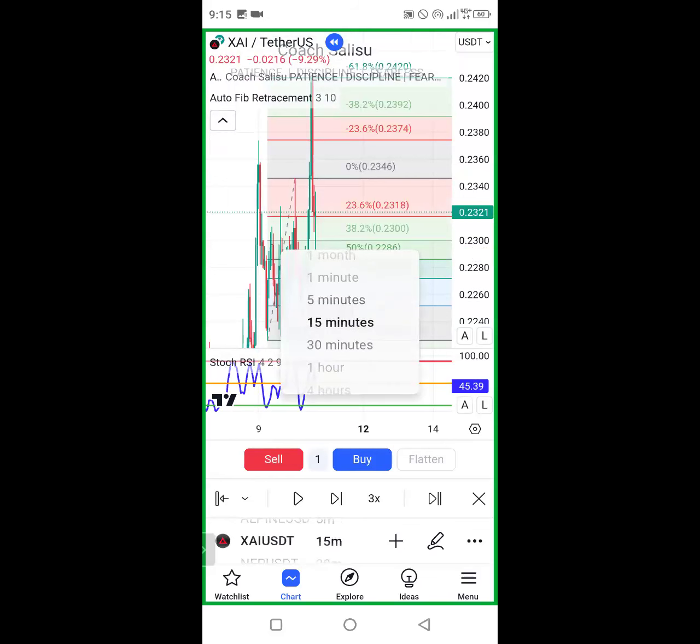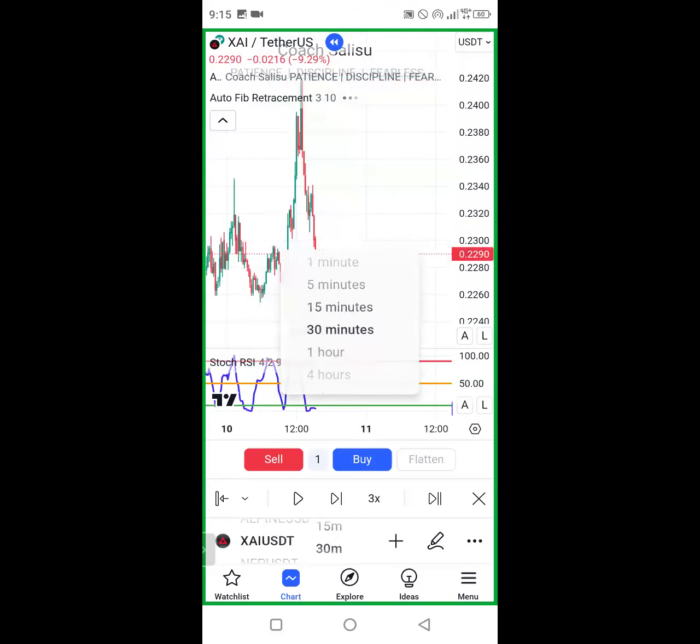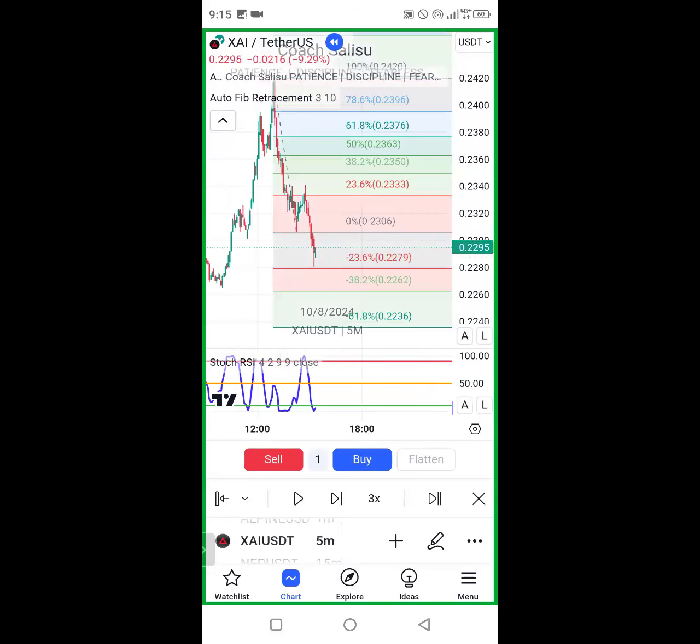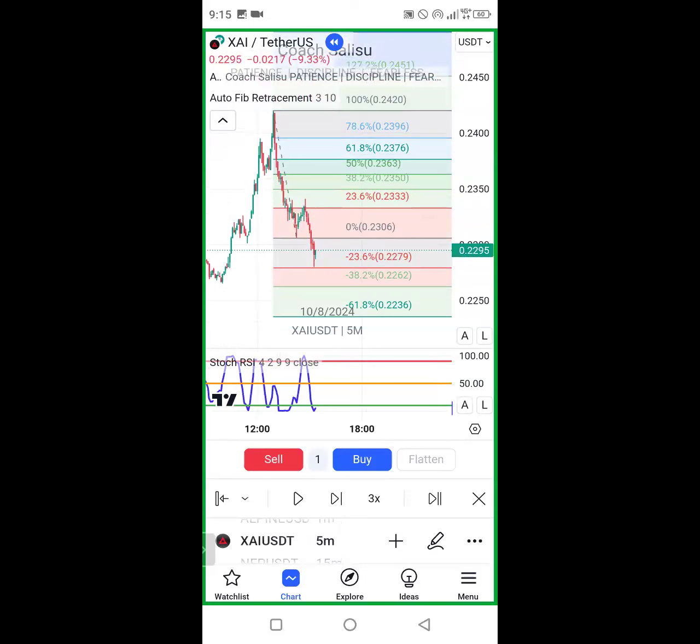Now, what you do is you want to trade on the 5 minutes, the entry time frame is the 5 minutes, so you want to enter on the 5 minutes. But you would have to confirm. If you're entering on the 5 minutes, you will have to confirm on the 1 minute.